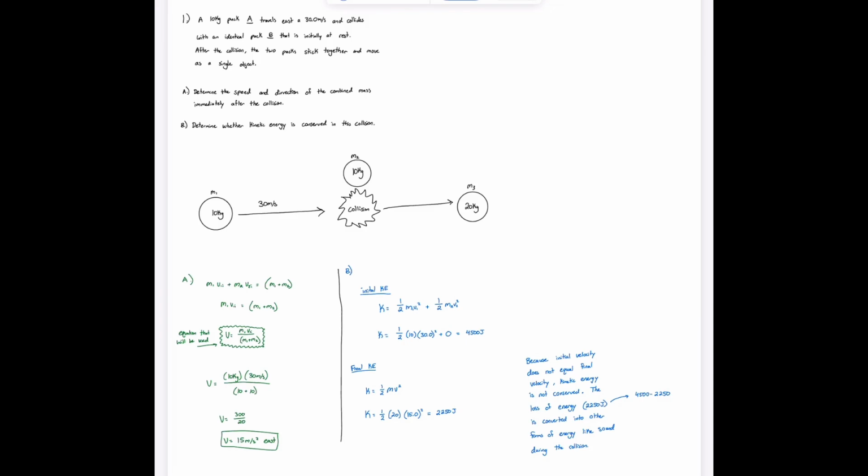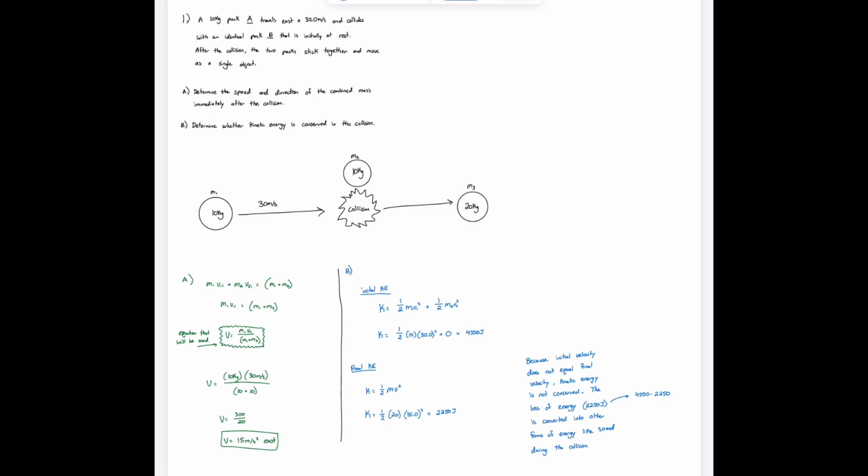Puck A, which is seen here, is moving east at 30 meters per second. And puck B is just sitting there. They collide and stick together and move as one object afterwards. So here's how we figure out what happens next.